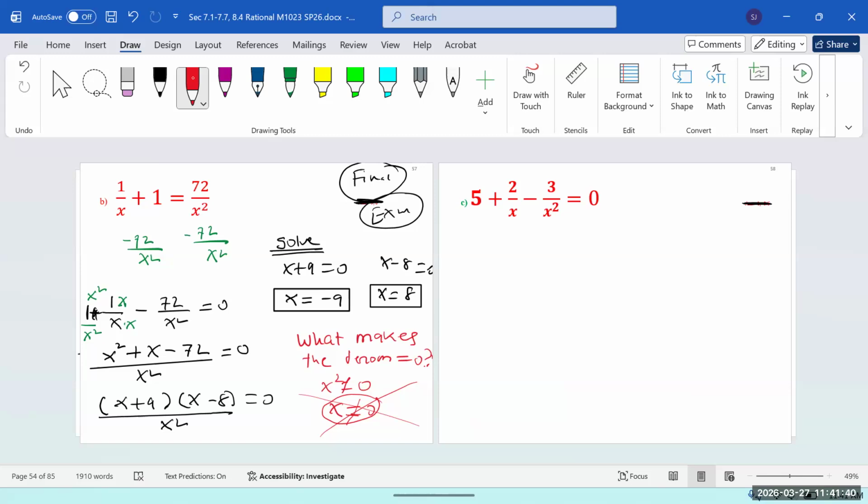Okay, the next one, the first step is already done for us because you can see the 0. So you're happy. Michaela, would you like to start? What is the LCD? Good job, x squared. So what do we write on the first denominator? Remember, we want to have the same denominator on every denominator, x squared. So since we put x squared here, what do you have to do with the 5? Also x squared.